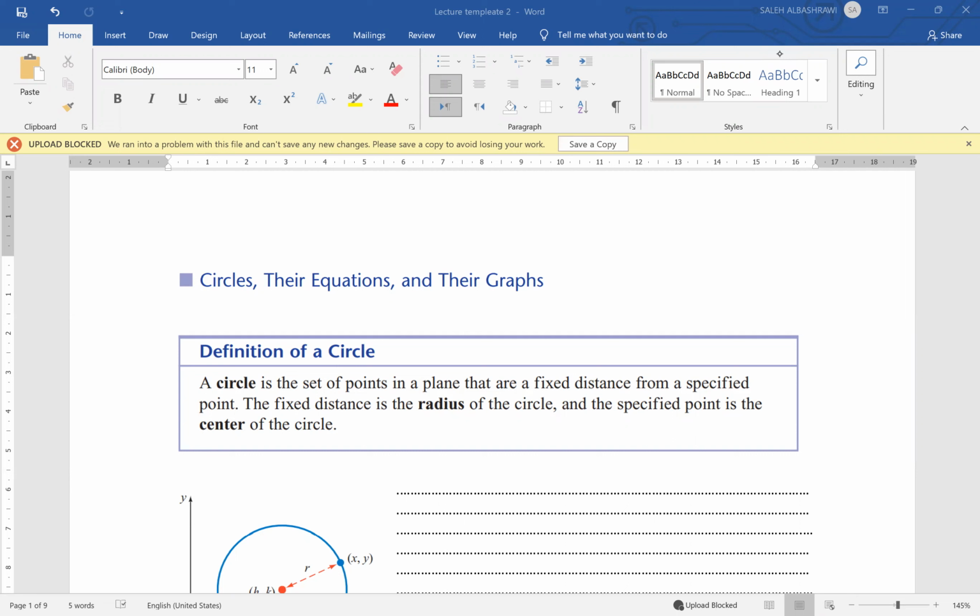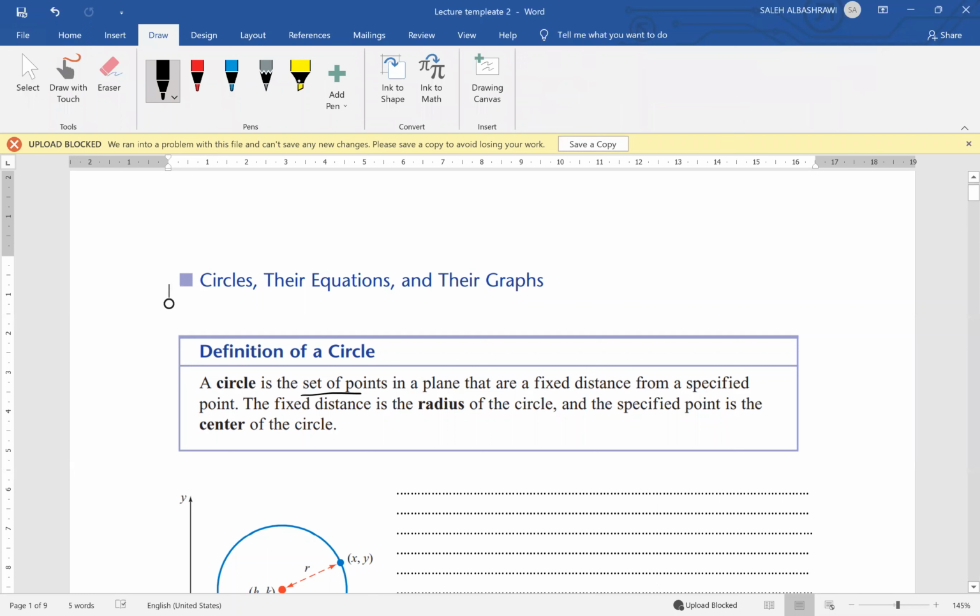The circle is the set of points in a plane that are a fixed distance from a specific point. So we have two things. We have a specific distance and a specified point. The fixed distance is called the radius of the circle.